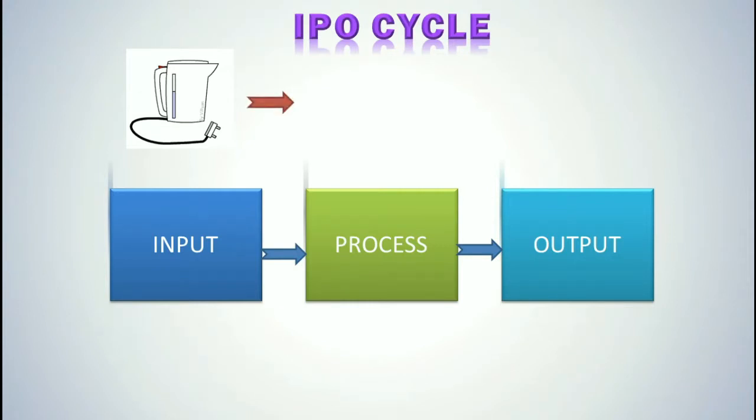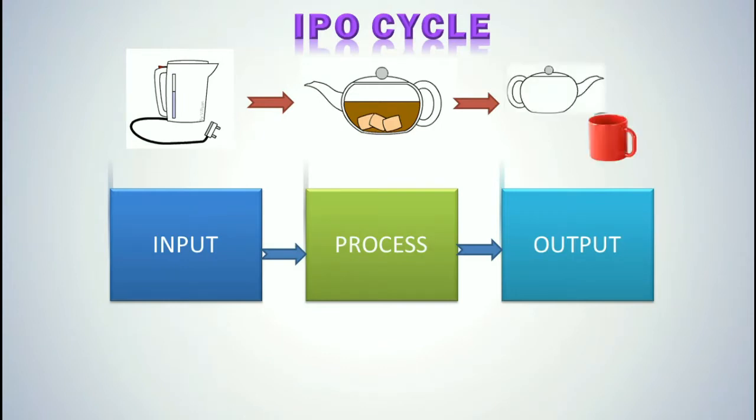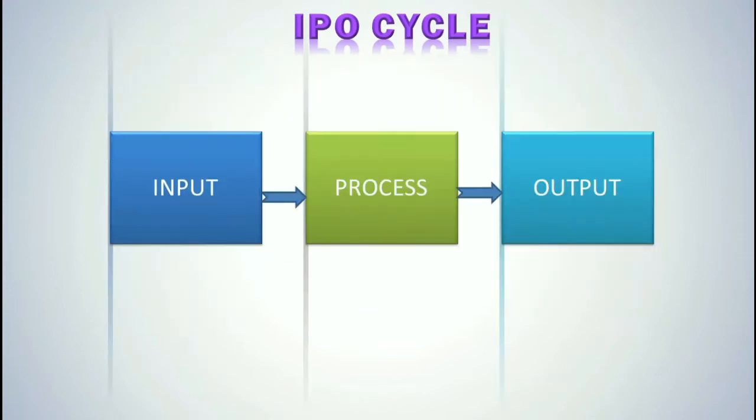Then as a part of the process, tea bags are placed in the teapot. The water in the kettle boils and the boiling water is poured into the teapot. And finally, as an output, we get the tea. And then the tea is poured into a teacup, milk is added and the tea is served. Do you know that programs also make the IPO cycle happen?